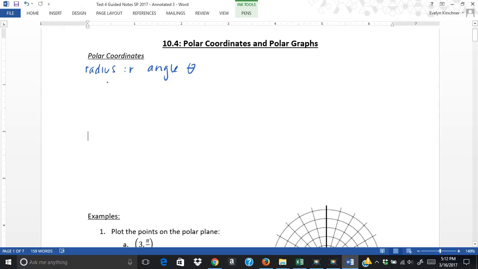And radius is just the distance. And so we're going to think about plotting a point on a circle of radius r that is an angle theta. So here I have what we call the pole. This line here is the polar axis. I have a theta, and then I have some distance r. So what I'm going to do is show you how to plot polar points.